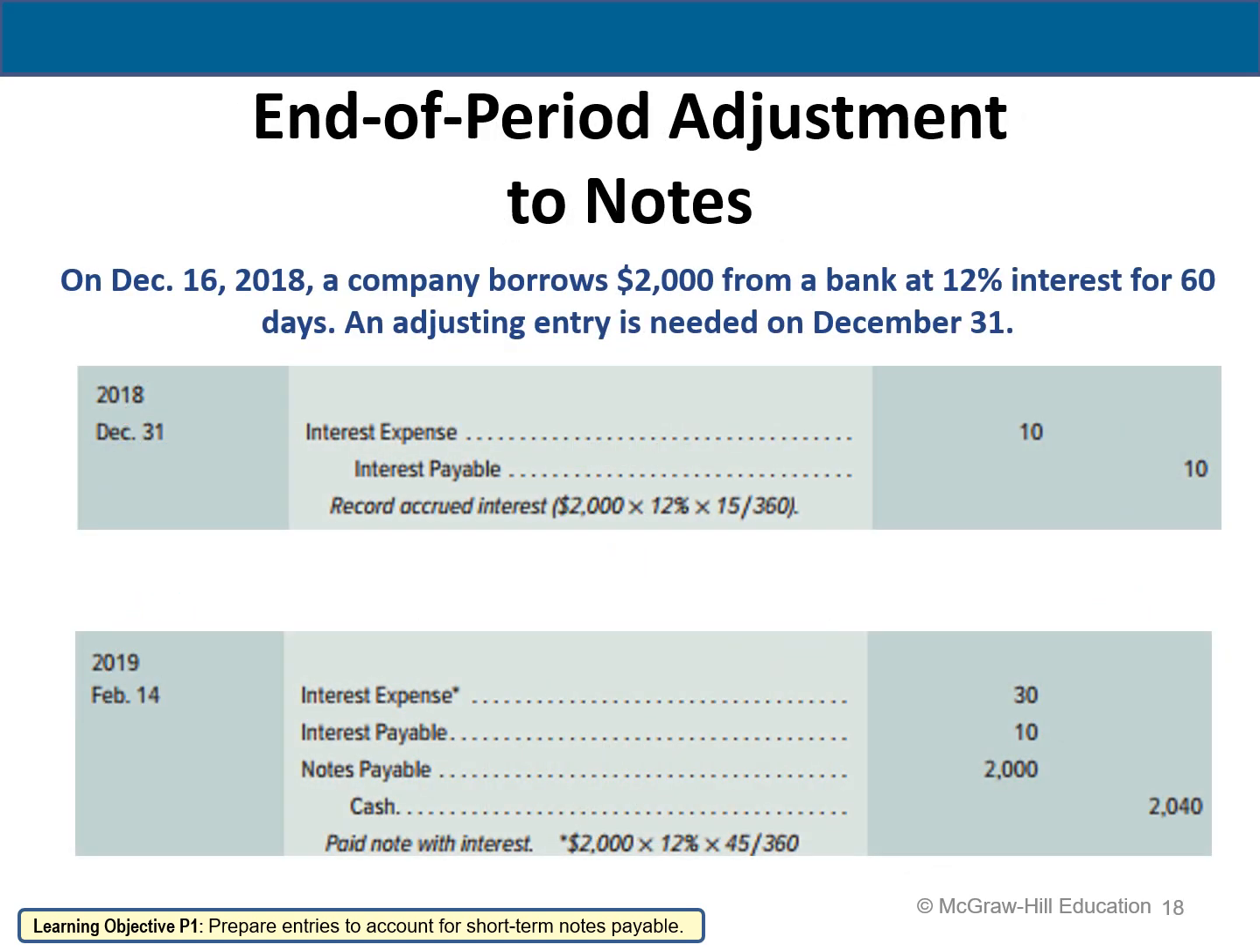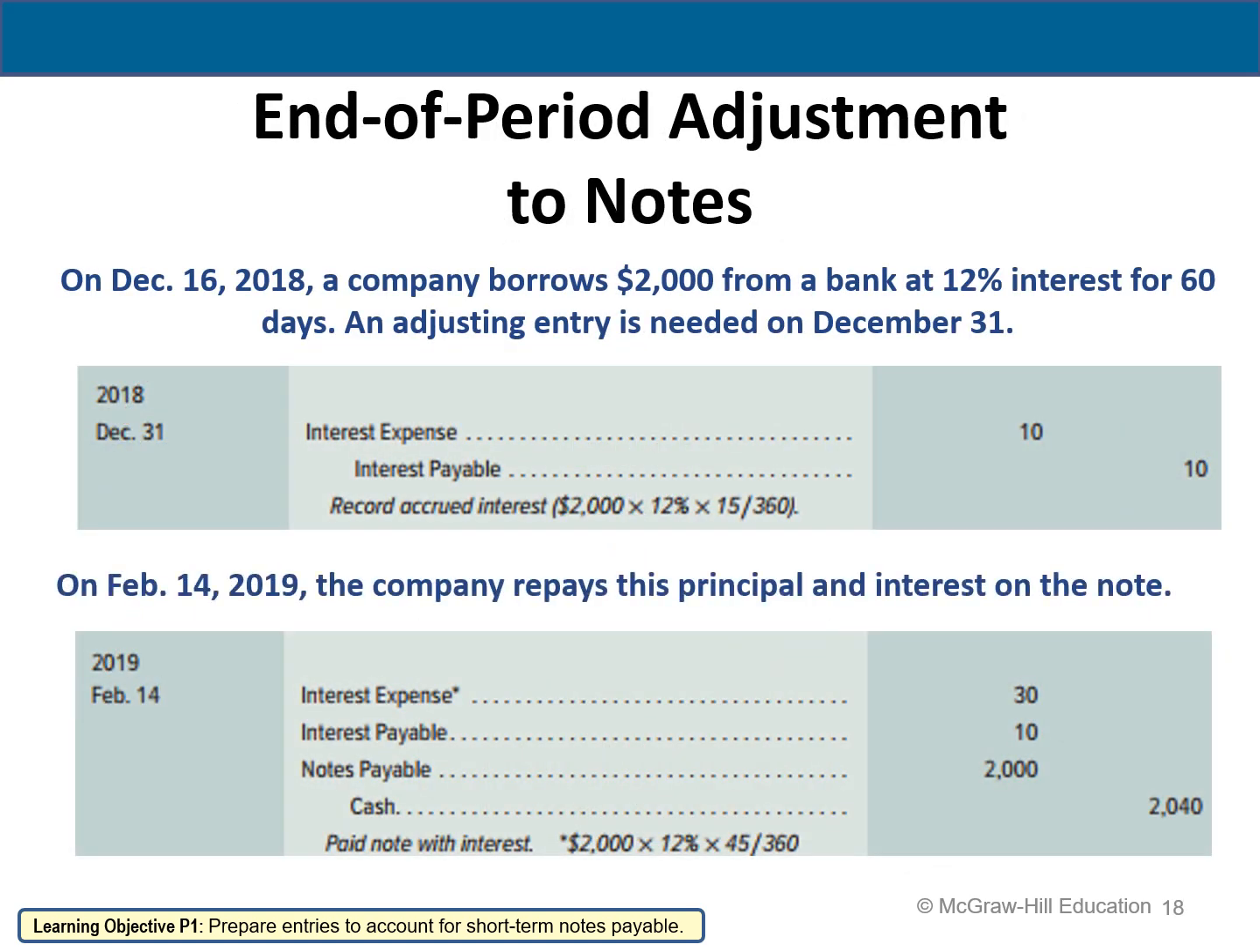So on December 16th, 2018, the company borrows $2,000 from the bank at 12% interest for 60 days. So on the 16th, they borrowed it. Here we are at December 31st, the end of the period. So how many days have passed since then? 31 minus 16, or 15 days, whatever that math works out to be. It's 15 days of interest.